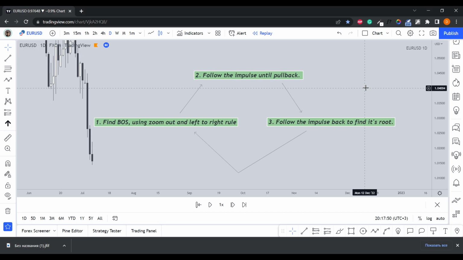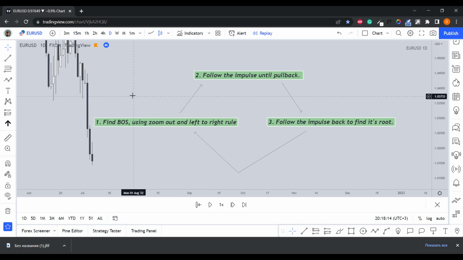Hello everyone, in today's lesson we will discuss the markup circle. This is the exact algorithm that you can use to mark up the structure easily and correctly every time, using the rules we discussed before. So the first point is find break of structure using zoom out and left to right rule.